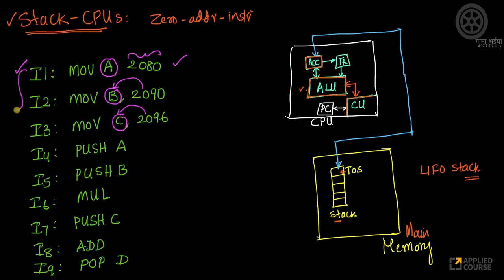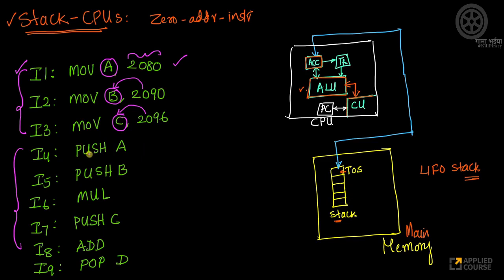So I've copied the data that I want to operate on into registers A, B, C. That's what these three instructions do. They copy data from the main memory to registers A, B, C. Next, from here starts the interesting part. This is where stack CPUs differ from other architectures. In the stack CPU, all the operations are performed using this stack.